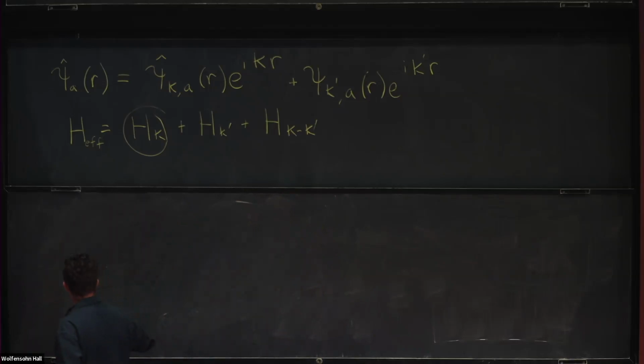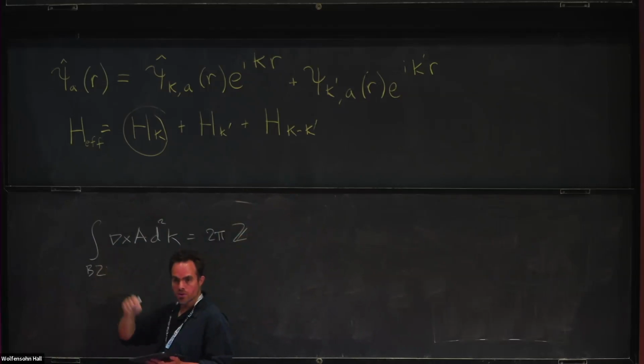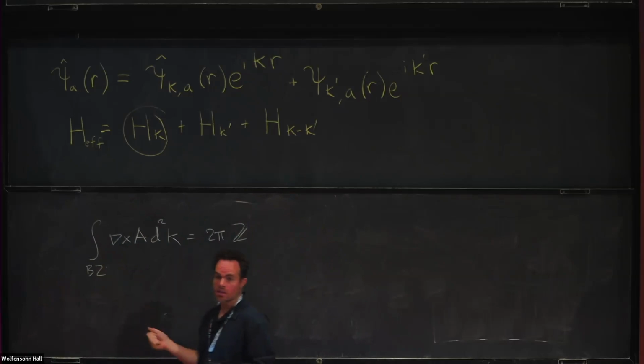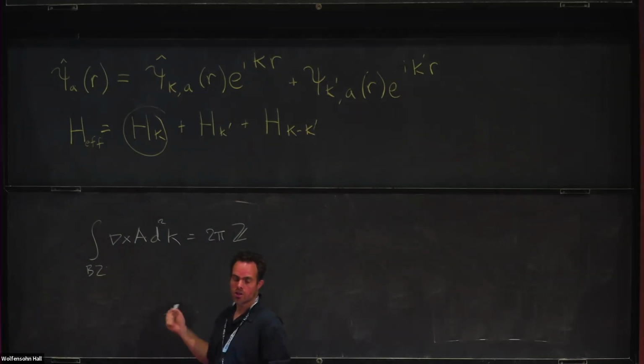Yeah, that's correct. In general we know the integral of the curl of A, d squared k, over the Brillouin zone is equal to 2 pi times an integer. And in a moiré system, the Brillouin zone is really tiny. So if there is going to be net Berry curvature, it must be that the curl of A is quite large, because you're integrating over a small Brillouin zone.